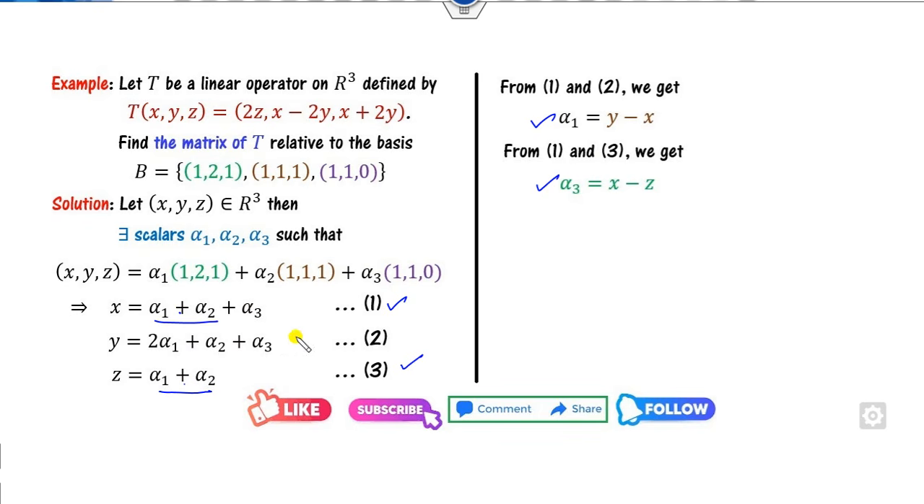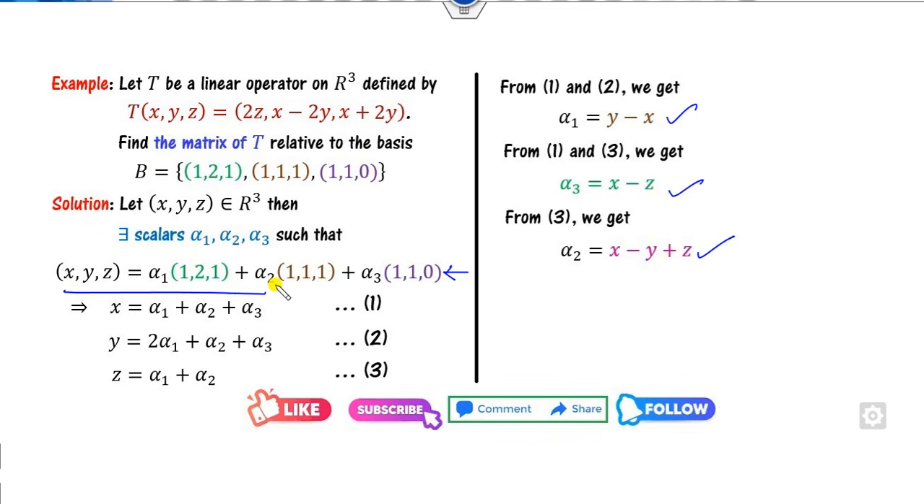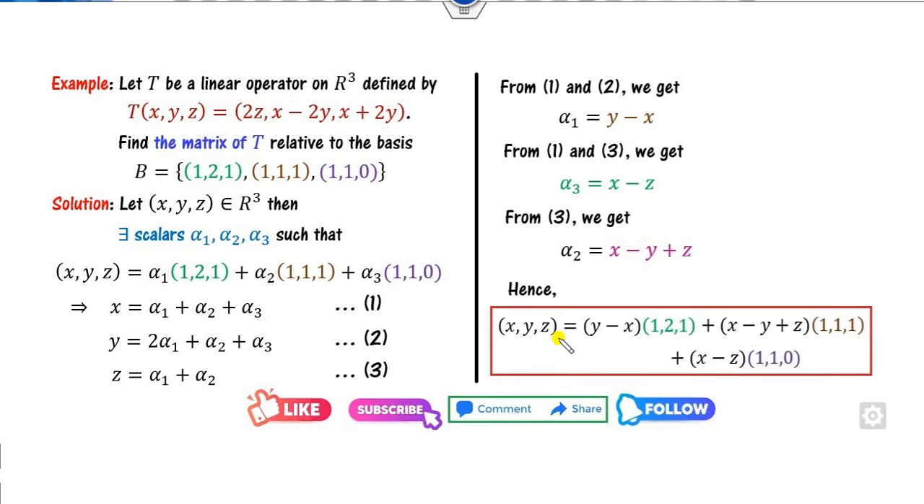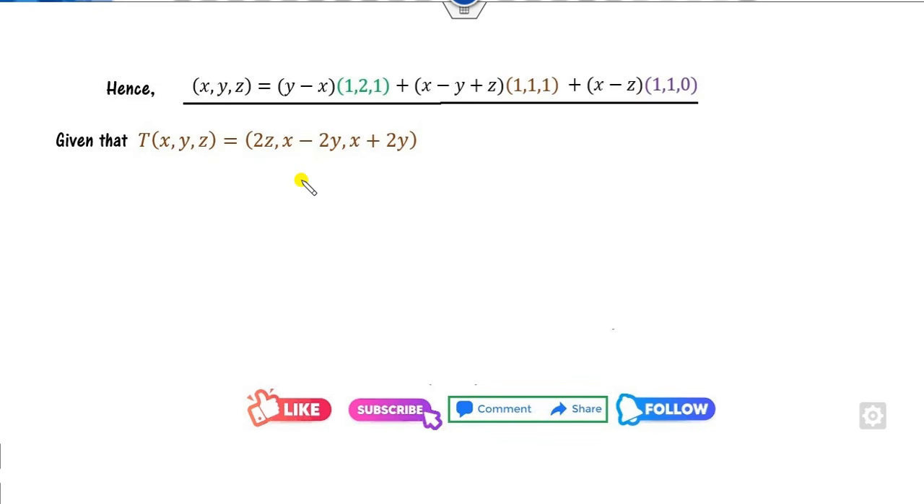Substitute the values of alpha 1 and alpha 3 in either of the equations, and you will get the value of alpha 2. You can solve in any way. Your target is to find alpha 1, alpha 2, alpha 3. Substitute these values in this equation, and your target is achieved. Now find the transformation value at the basis vectors. What is the value of this?